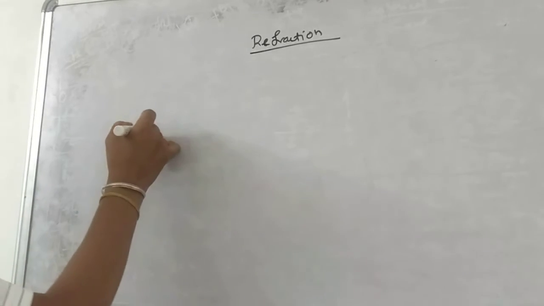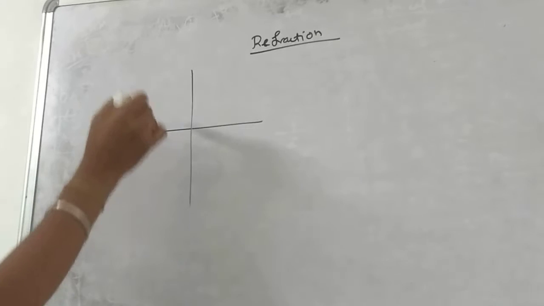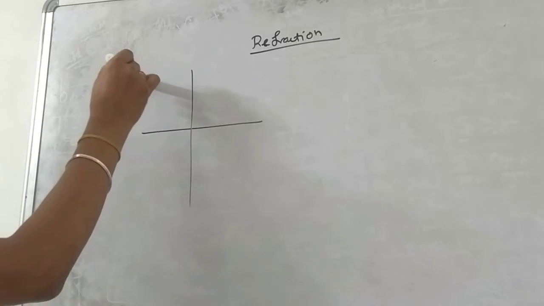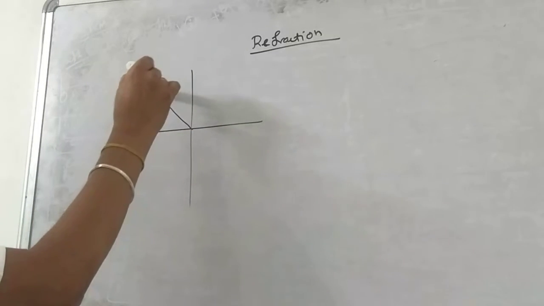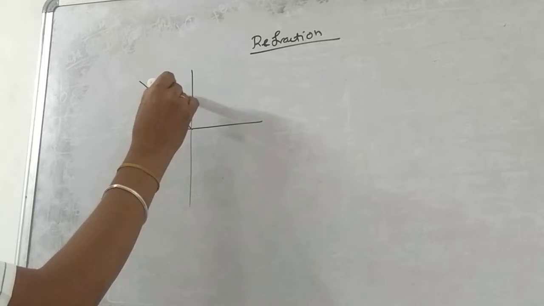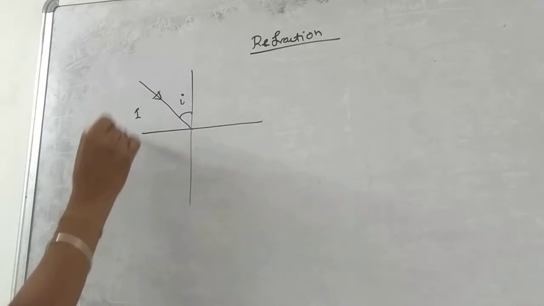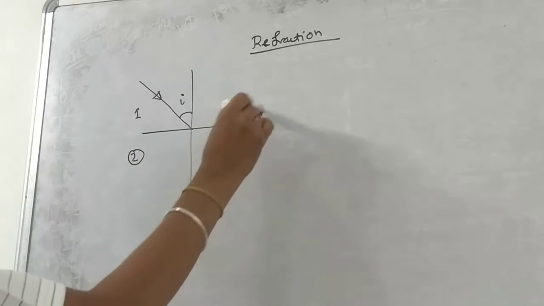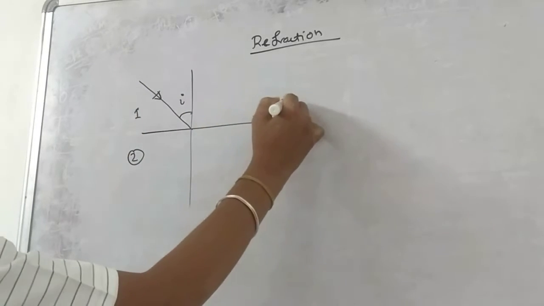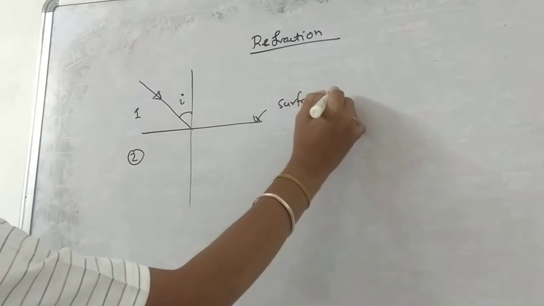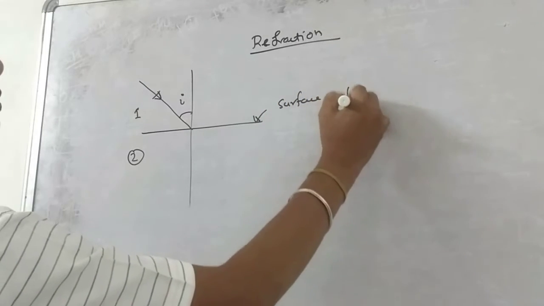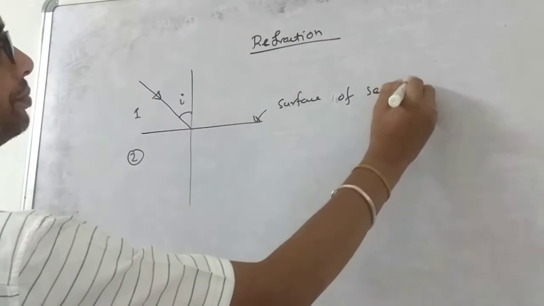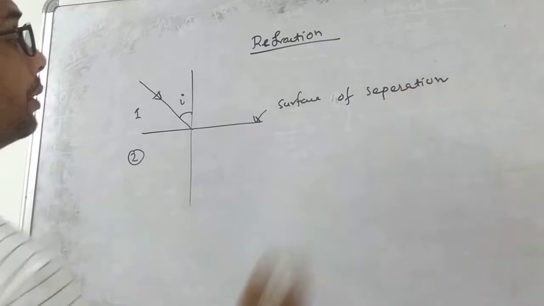First, I'm going to do a diagram. Let's try to understand the phenomena diagrammatically. Suppose this is our incident light. This is angle of incidence. This is medium 1 and this is medium 2. And this is the surface of separation between the two media.